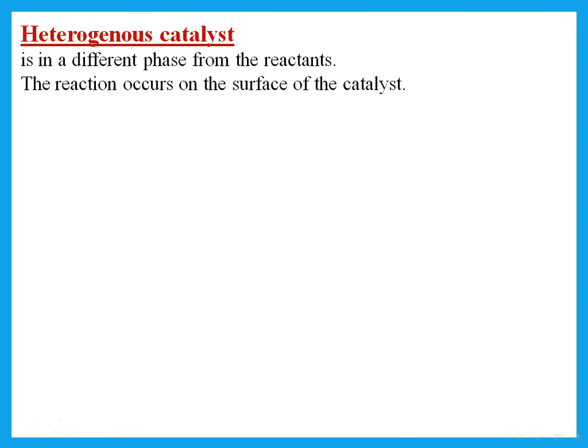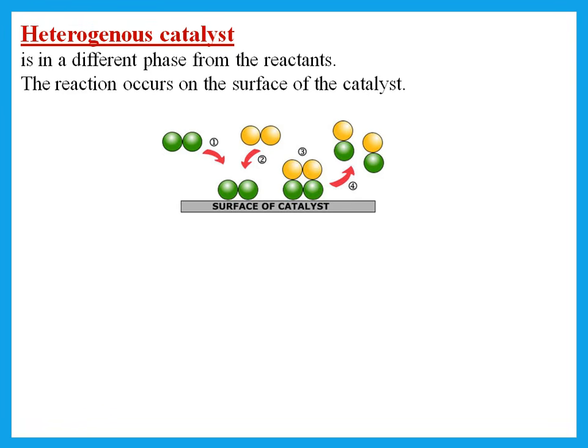Heterogeneous catalyst is in a different phase from the reactants. So we said if we have solutions and we add the catalyst as a solid, that's a heterogeneous catalyst. Now, how does that work? This works because the reactants are adsorbed onto the surface of the catalyst. This makes it easier for the reaction to work.